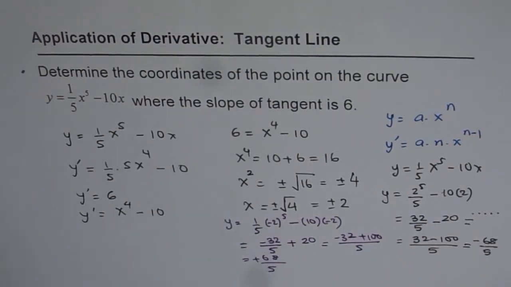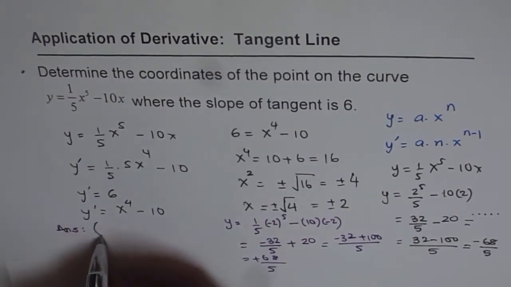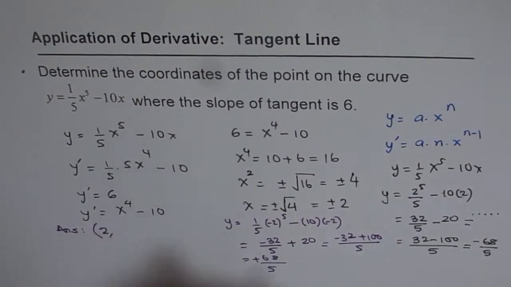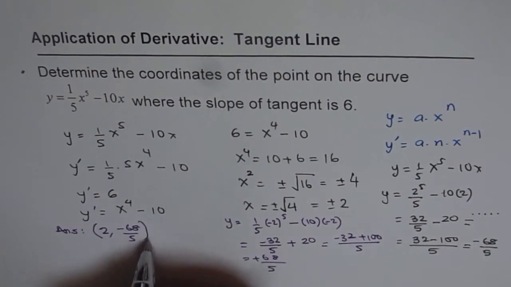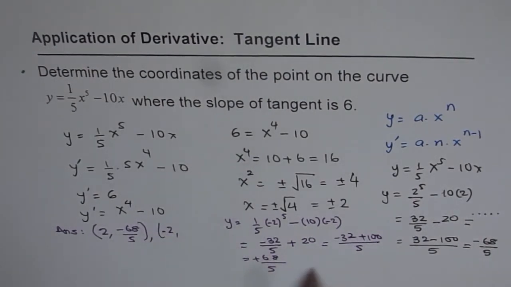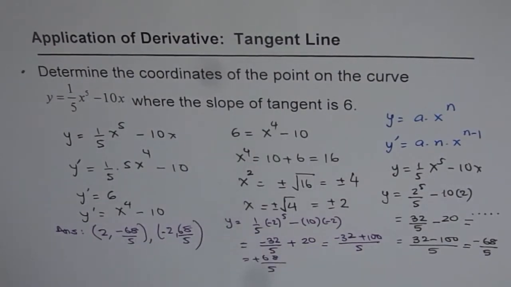So we get two coordinate points on the curve where the tangent has this slope, and therefore we can now write down our answer. The coordinate points are, with plus 2 you get the value minus 68 over 5, and with minus 2 you get the value plus 68 over 5. So these are the 2 points on the given curve y equals 1 over 5 x to the power of 5 minus 10x, where the slope of the tangent line is 6.